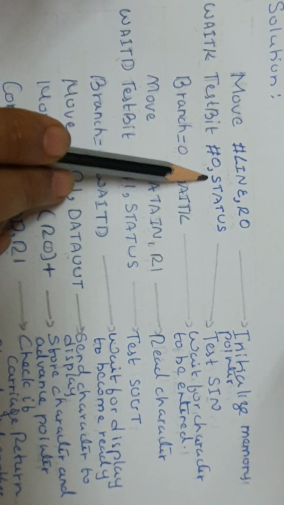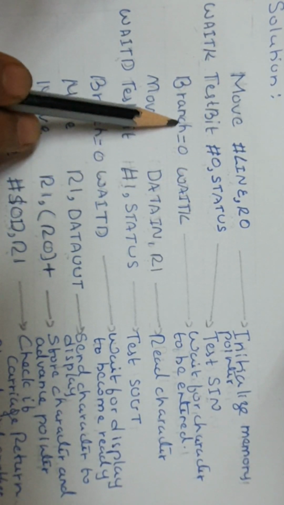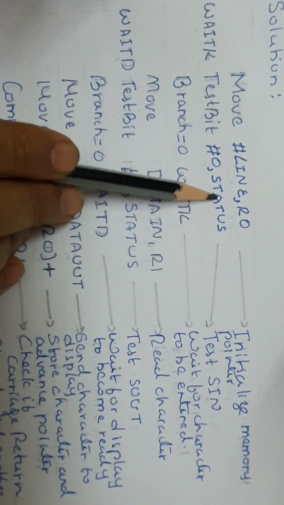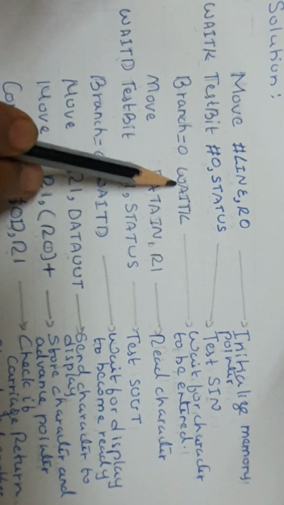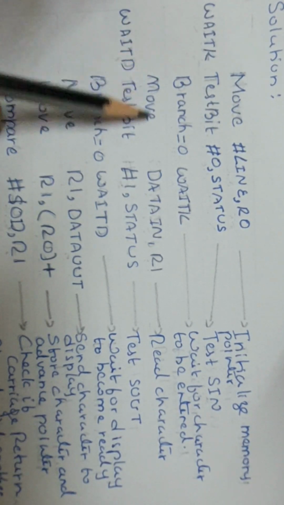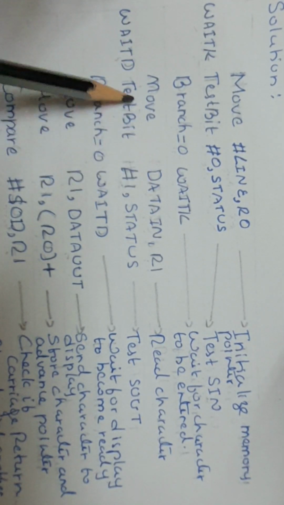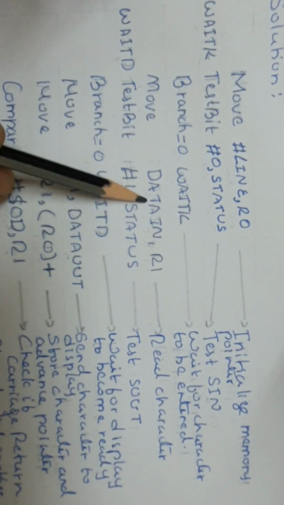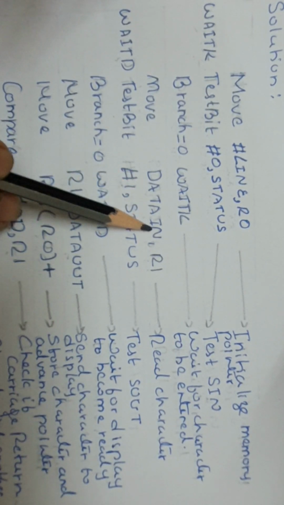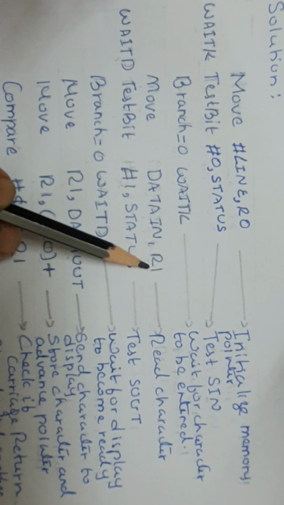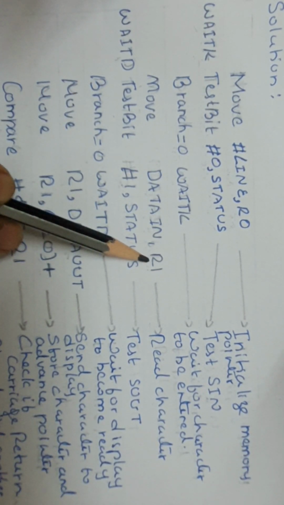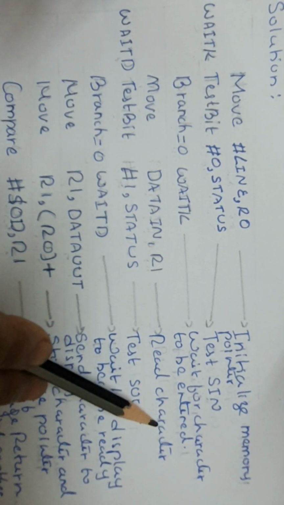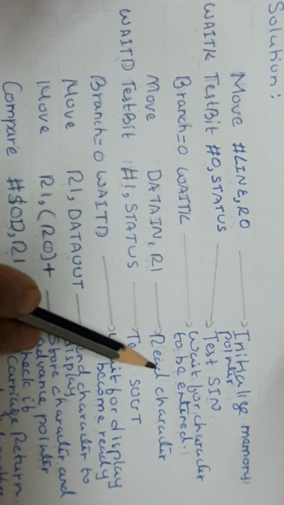When a key is pressed and the data is ready in the data in register, then this SIN bit is made 1, branch 0 becomes false, then the control is not shifted back, it goes to the next instruction. What is the next instruction? Move data in, R1. Whatever pressed key character was there in the data in register is moved to R1. So in R1 the keyboard character which was pressed is copied. This is called reading a character. So the first action is over.